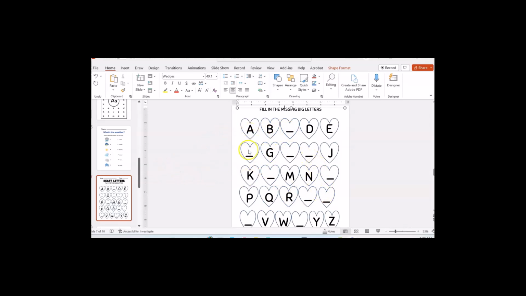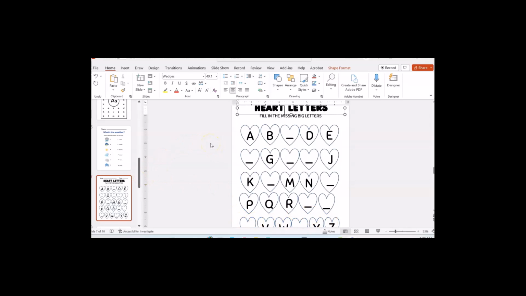You could also do some where you ask, fill in the missing letters. What letters were you missing? If it's for the early grades where they're learning their alphabet, you have to keep the directions very simple, because the directions are for the parents. The kids aren't going to read, fill in the missing big letters, and understand what it is, because if they could read that, they wouldn't need the practice of filling in the letters.